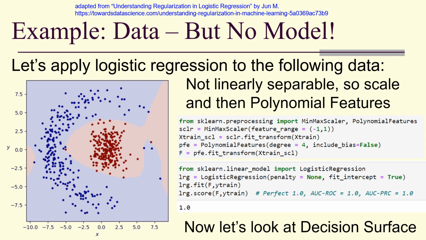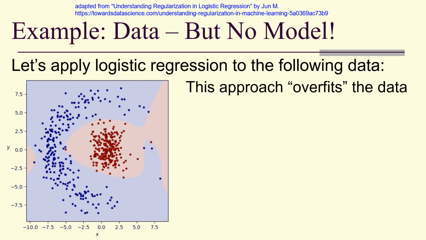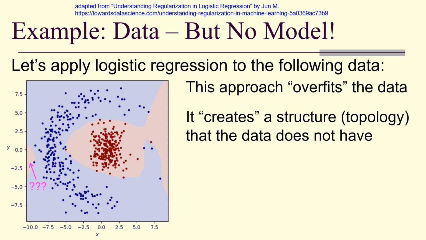So here is the decision surface for my model. It's weird. It overfit the data. Notice we got this weird region over here on the far left. Well, where did that come from? There aren't any data points over there that are in class 0. It created a structure or topology the data does not have. We don't see this structure in the data.